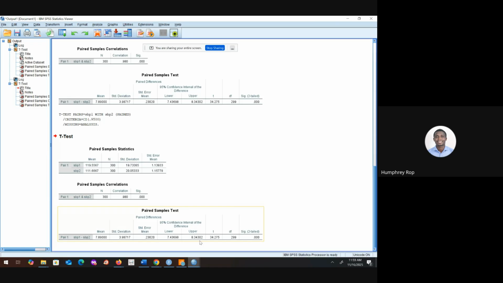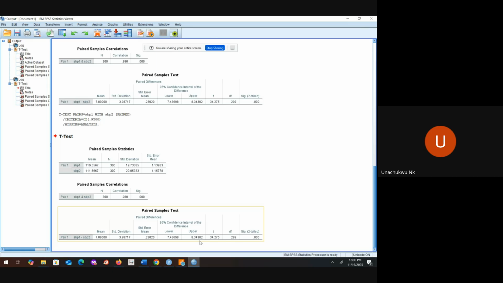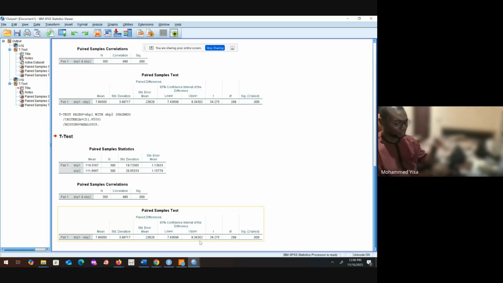Okay. So you can also say, because remember, week 2 is less than week 1, that on average the blood pressure fell, reduced by 7.89 millimeters of mercury. And then the confidence interval is 7.4 to 8.3. But what you have said is correct.